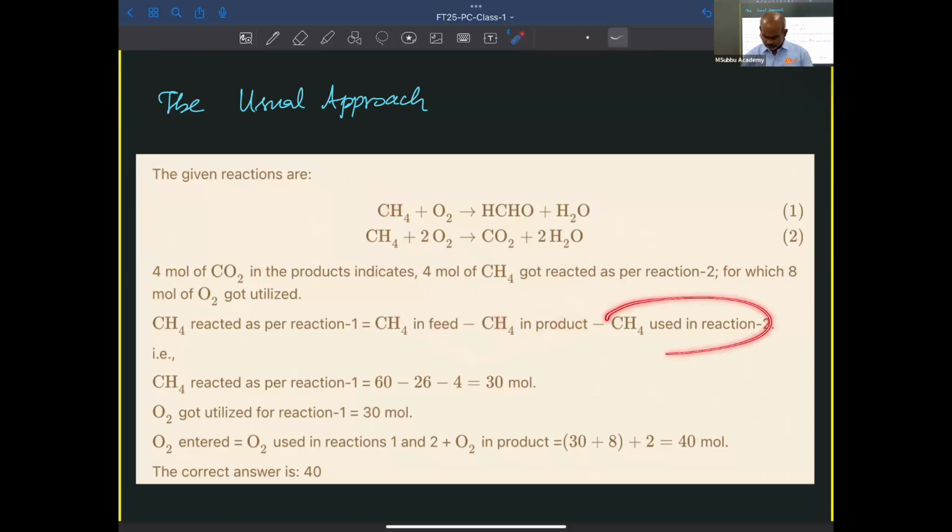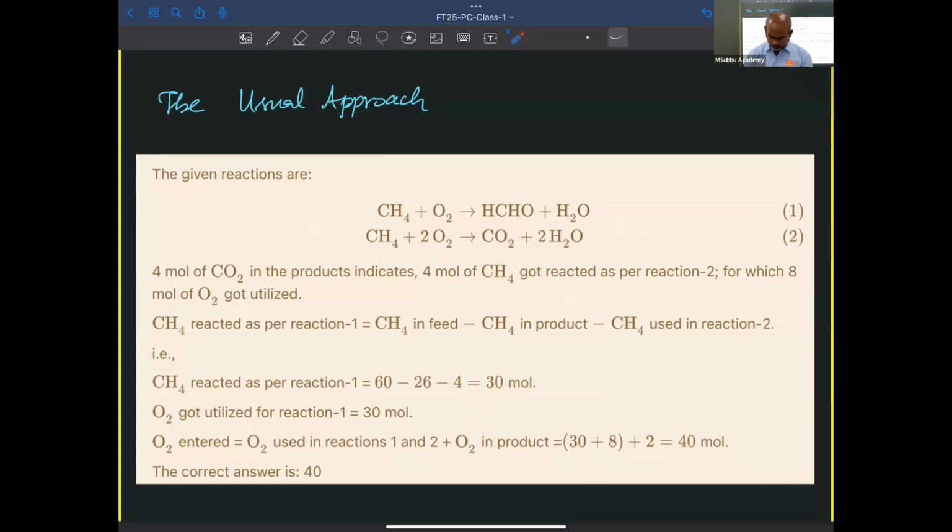And out of that CH4 utilized, for the reaction 2, how much? Already we have that because of CO2 data. So from that, now how much of CH4 is utilized as per reaction 1 is available. Then how much of O2 got utilized for the reaction 1, and then we can now get to know how much of O2 entering is O2 used in reactions 1 and 2 and O2 in the product. So of course, this method, though appearing to be simple, you have to start properly, with a nice point.